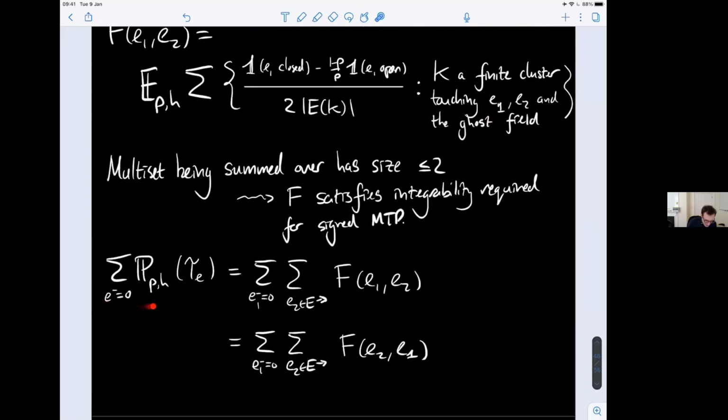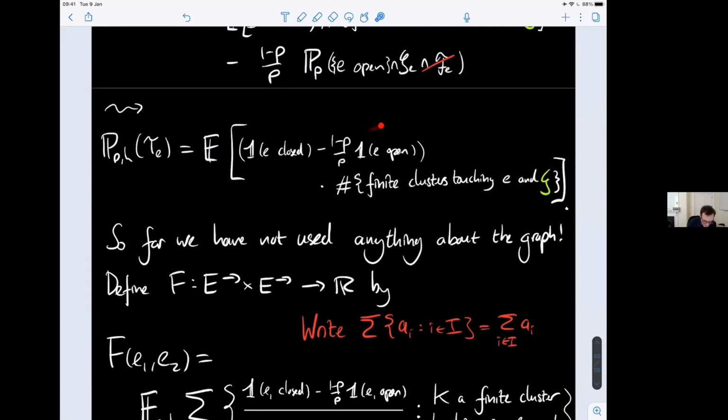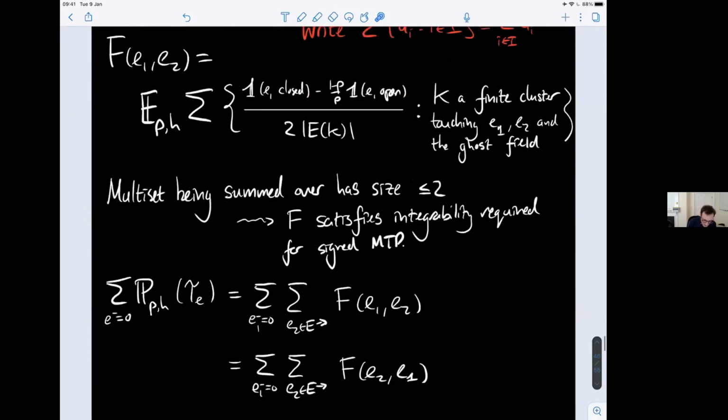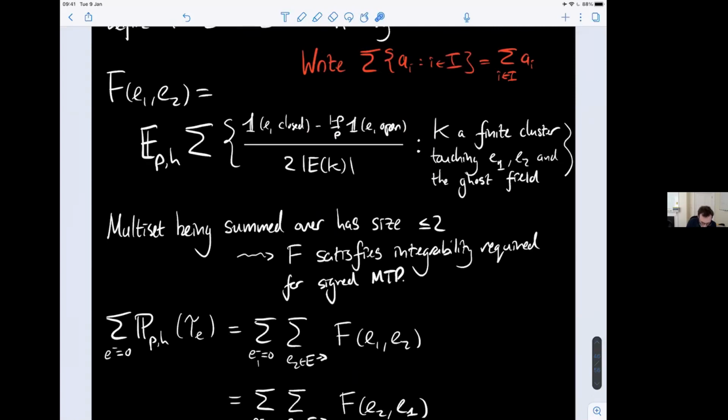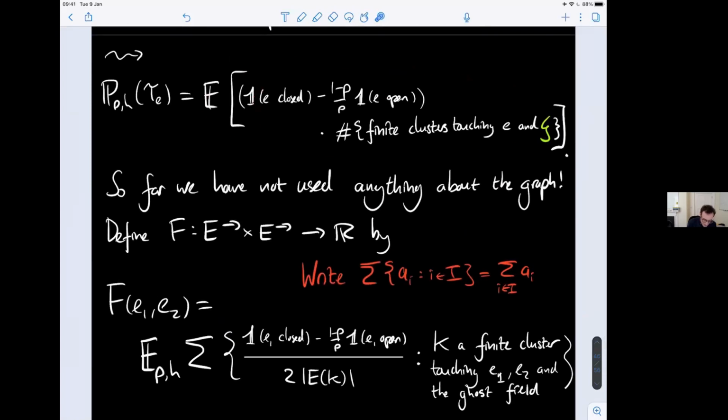Now, if you look at the sum of these probabilities of the event that we're interested in, well, obviously we can use this formula and express this as the sum of these expectations. But by the way we've defined this function, that's exactly equal to this, because when I fix E1 and sum over E2, I get 2 times the number of edges this cluster touches that are relevant here. I sum the same thing for each one, so that number of things I'm summing over just cancels with this denominator, and I get the quantity that I started with up here.